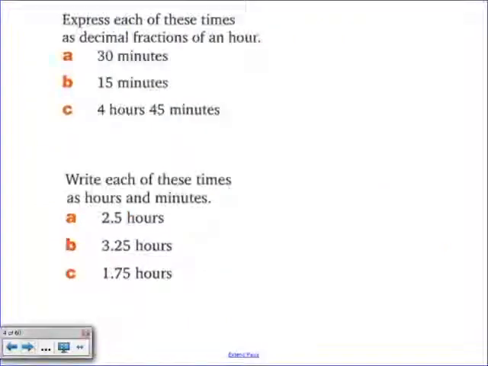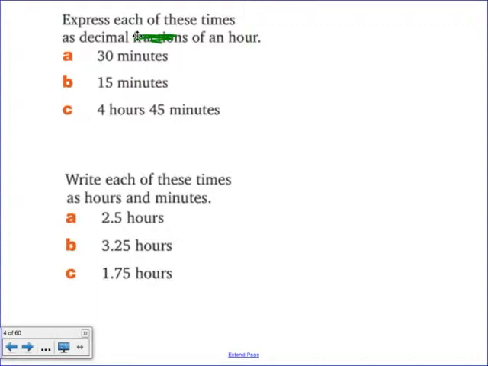Perfect. Okay. So what I'd like you to do, because we're talking about time, it's quite an important thing throughout the paper. So I want you to tell me, it's not a decimal, what they are as decimals and what each of those are in hours and minutes. Shouldn't take a minute or two.